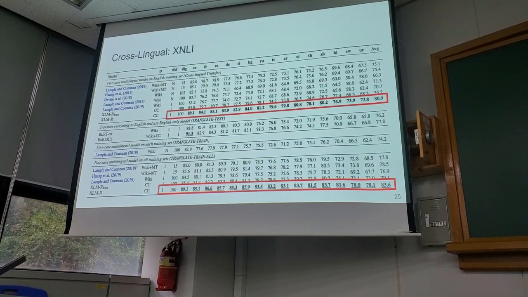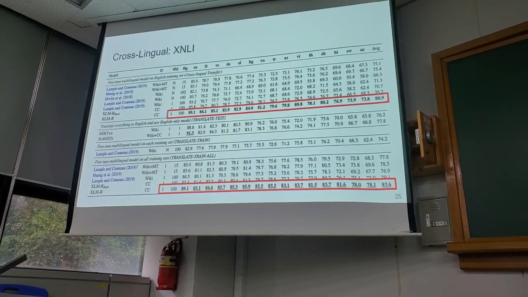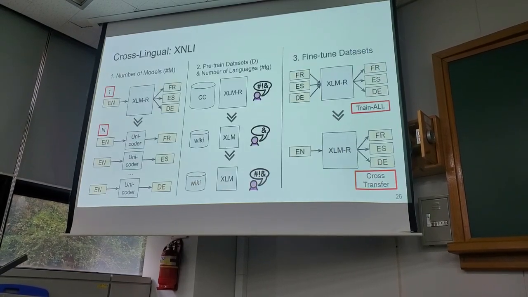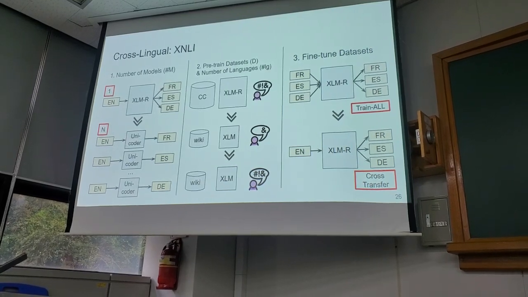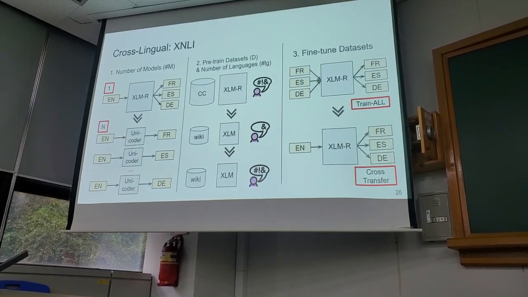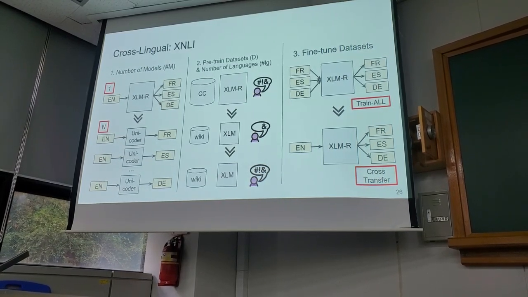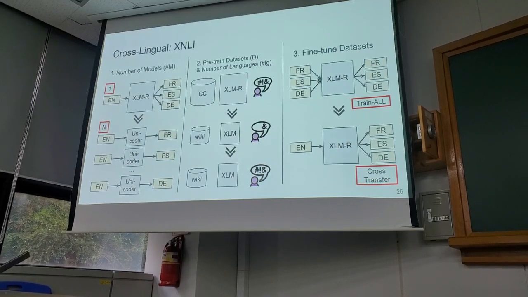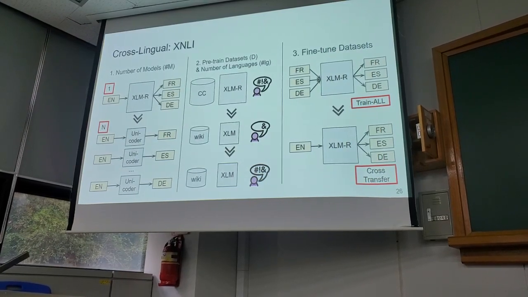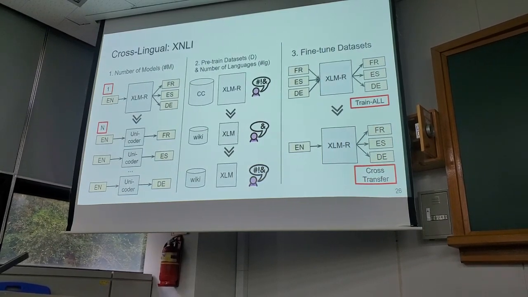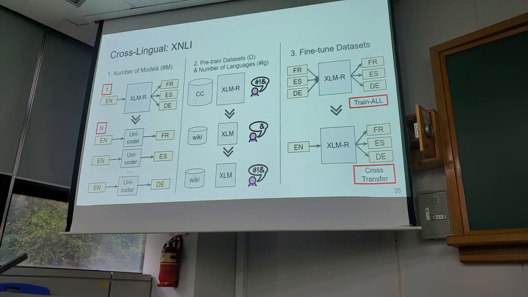The table itself is too verbose, so I'll summarize it into three key findings in XLM-R. The first one is the number of models. As you can see on the very left side, the Unicoders have been trained for each language, so they have n models, while XLM-R is just one single model trained on multiple languages. We can see that XLM-R outperforms the Unicoder. And the second one is the pre-trained dataset size and the number of languages being covered.